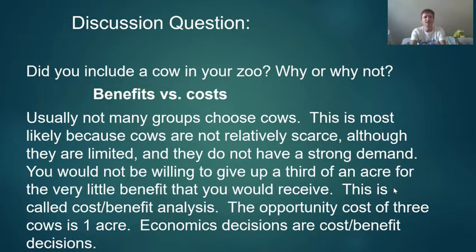So in the end, that benefit is relatively low, but the cost to your zoo, the resources you have to take out to have that cow, is relatively high in comparison. So what we do in economics is we call this economizing. You make that economic choice of cost versus benefit.